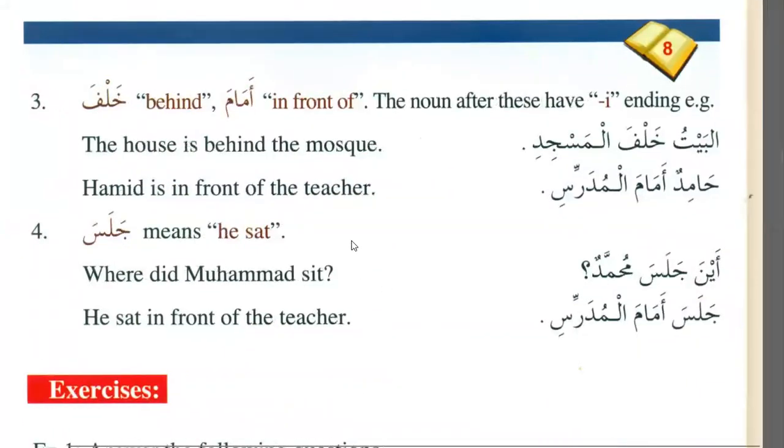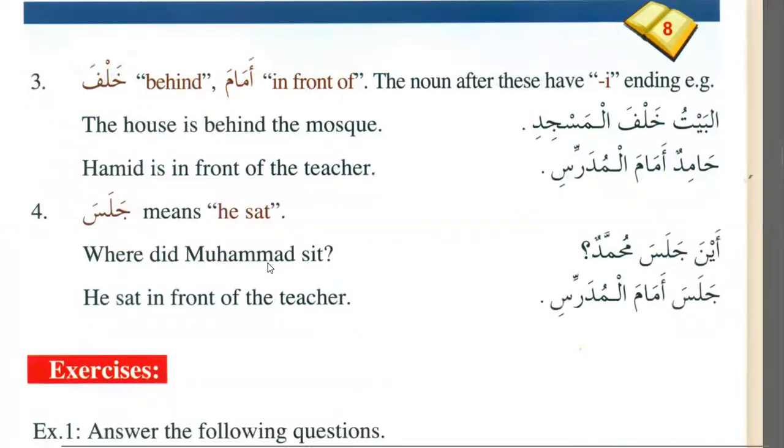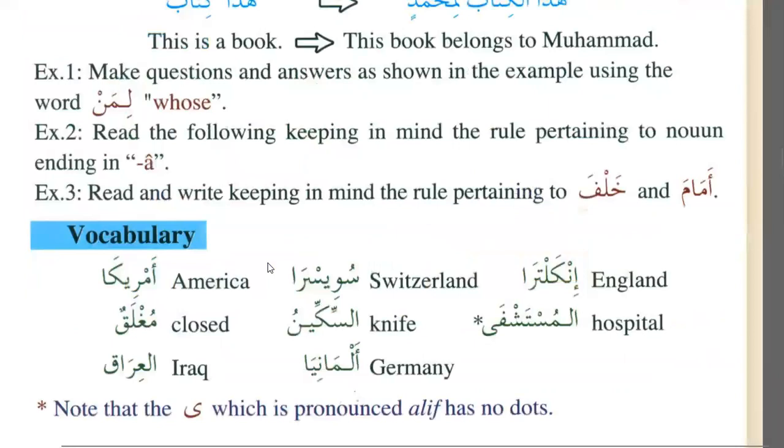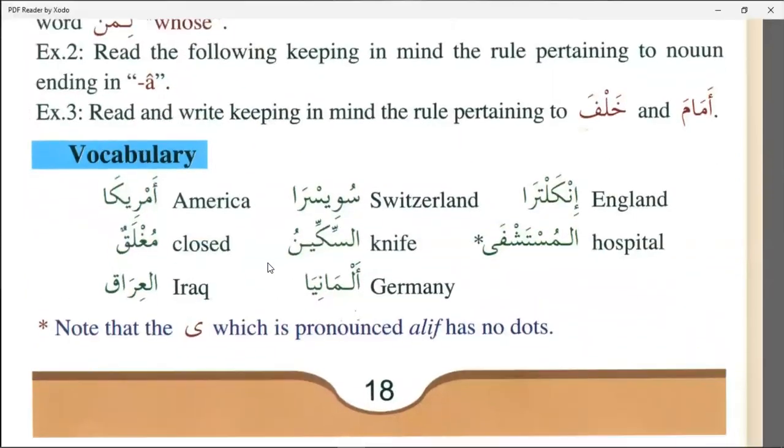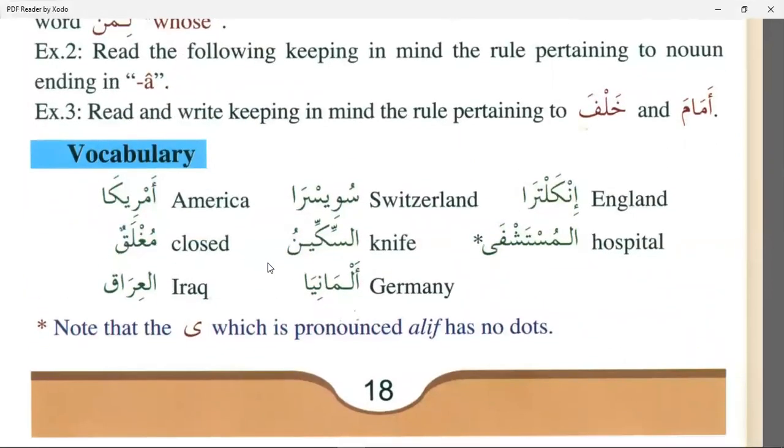Then the words like amama, khalfa are always used as mudhaf. So the next word will be majroor because it will be mudhaf ilayhi. Jalasa, he sat. Then we have vocabulary. Ms. Amin Abdi Hassan, read the vocabulary.